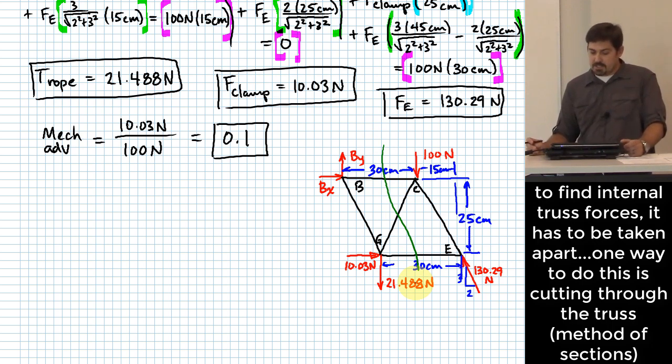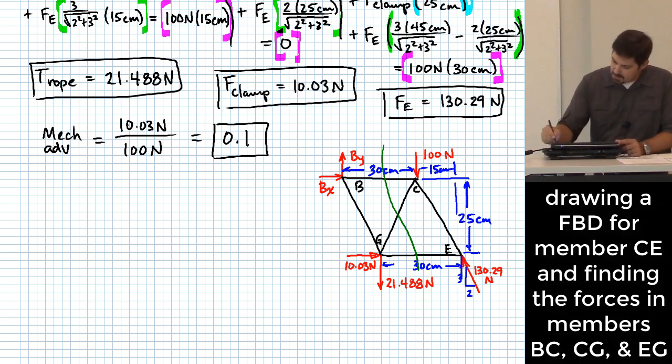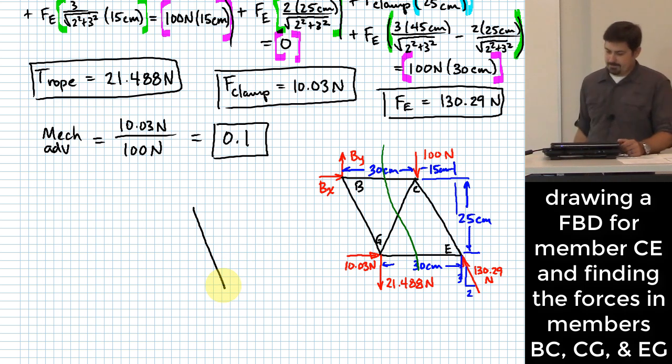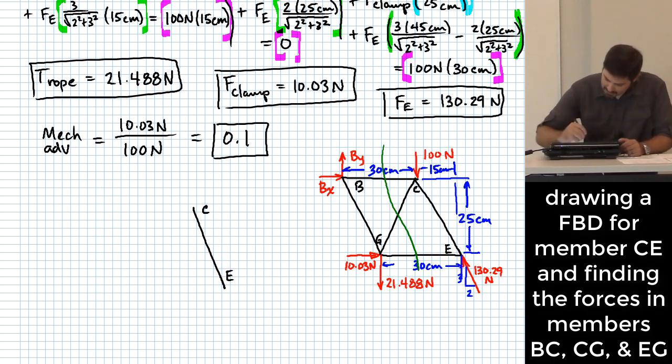I would actually say since we have some unknown things over there on the left, BX and BY, let's do a free body diagram of the right. Okay, so here's what that would look like. Okay, that's CE. Now let's look at the forces acting on CE.